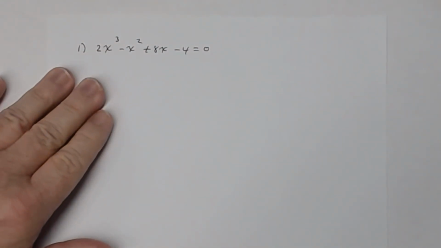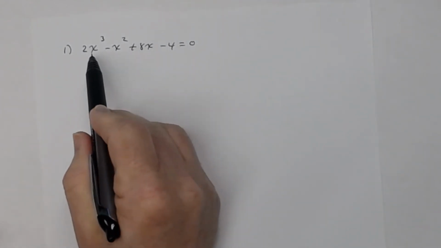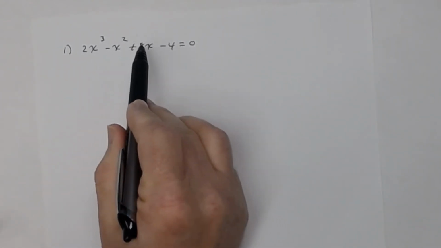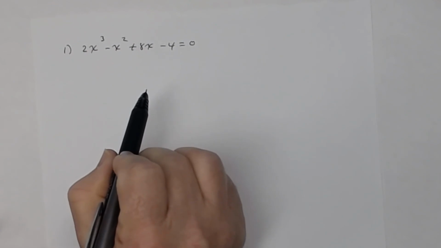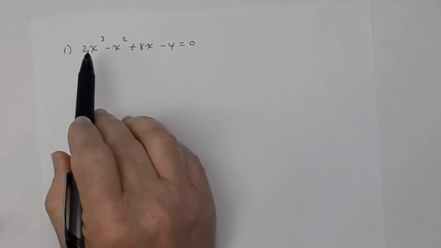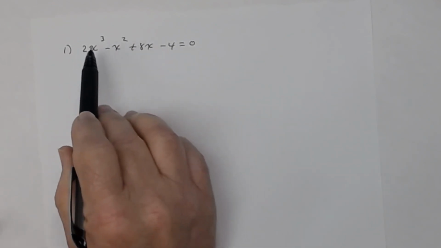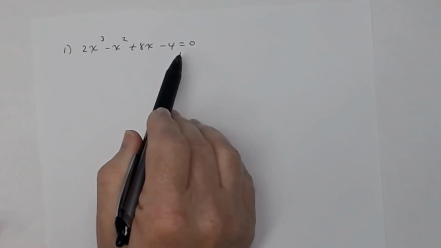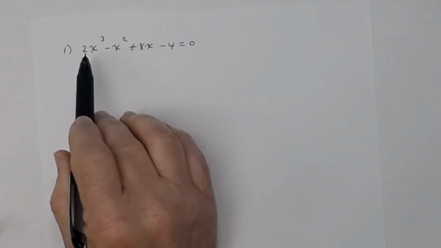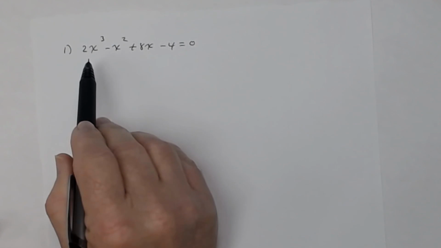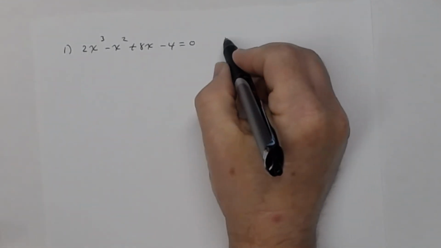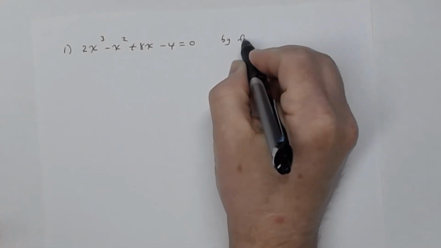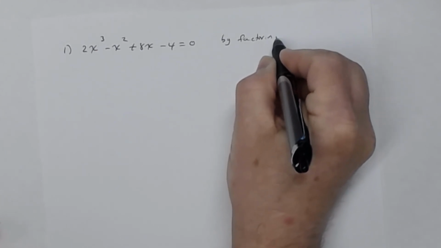So when solving this equation here, notice there are 4 terms. It is in descending order, and we do have 0 on the other side. And the way to do that, since this is a cubic equation, a polynomial equation, we're going to attempt to solve this equation by factoring. So I'm going to use factoring. Okay, so we're going to solve this by factoring.